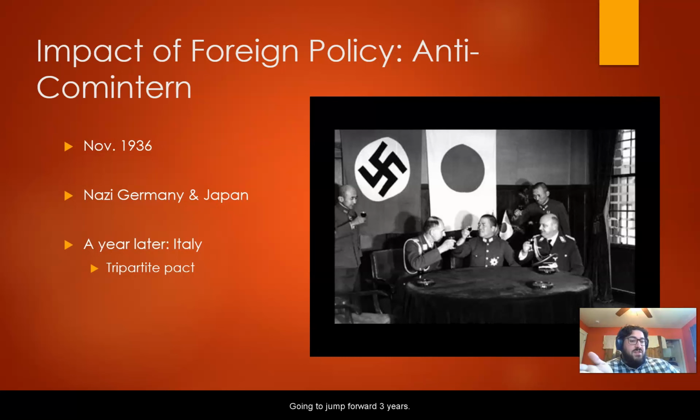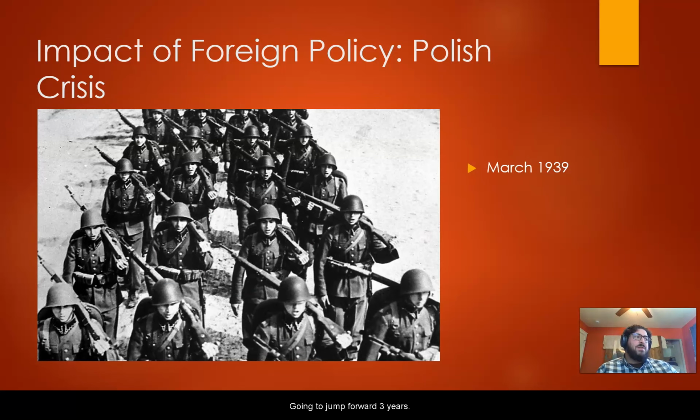Then we're going to jump forward 3 years. After Germany has taken Austria, which is one of the ones you're going to be reading, after Germany takes the Sudetenland and Czechoslovakia again, which is something you're going to read, Hitler sets his eyes on Poland, the next largest, biggest region near him. Now, Poland is a newly formed country. It is weak. It is ripe for a large enough army to take it.